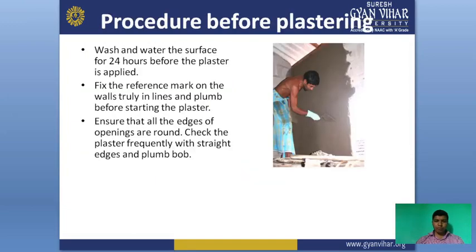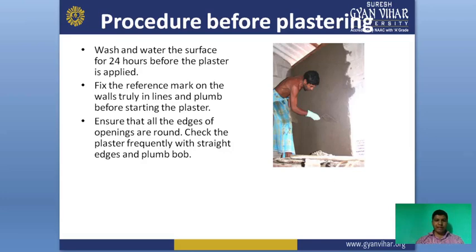The procedures taken before plastering are: the first one is to wash and water the surface for 24 hours before the plaster is applied. It means first we have to wash that surface with water 24 hours before the plaster is applied. And the next one is to fix the reference marks on the walls truly in line, using a plumb bob, before starting the process. Then we have to fix the marks on walls.